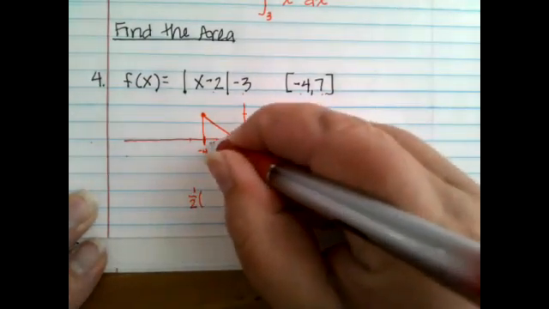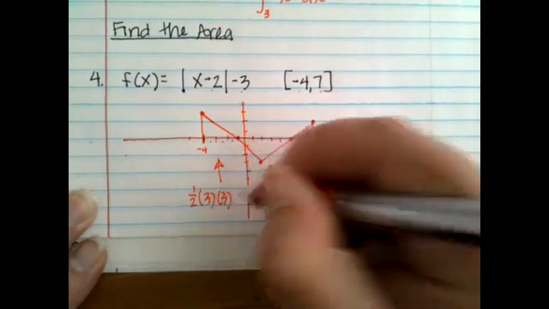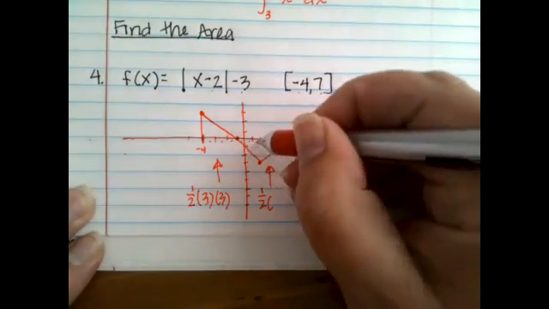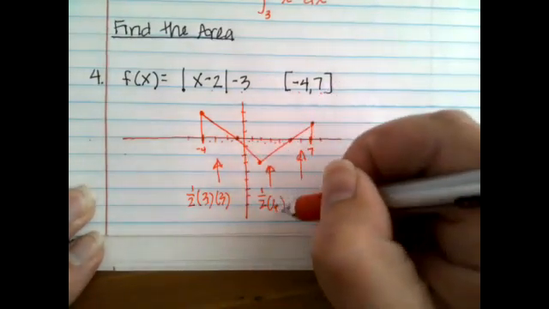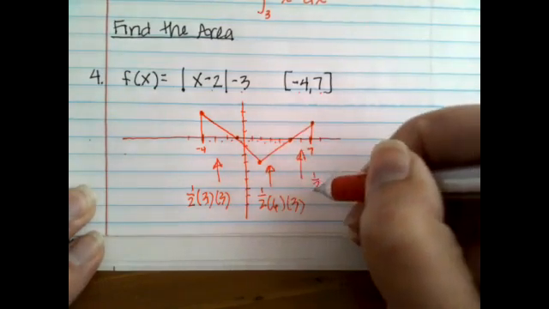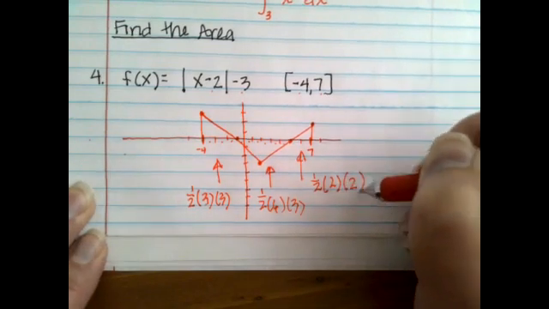So 1/2 times the base, which is 3, times the height, which is 3. And this one is 1/2 times the base, which is 6, times the height, which is 3. And this one is 1/2 times the base, which is 2, times the height, which is 2.